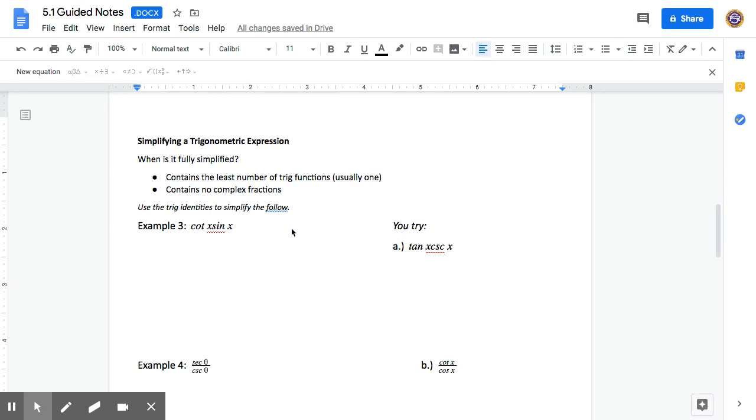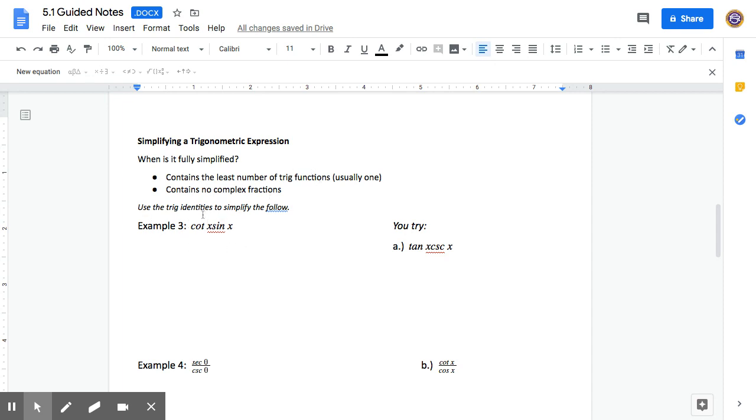And then contains no complex fraction. So a complex fraction would be like a fraction over a fraction, so like 1/2 over 1/4. So that would not be fully simplified if it had one. So you want it to have no complex fractions and then only one trig function.